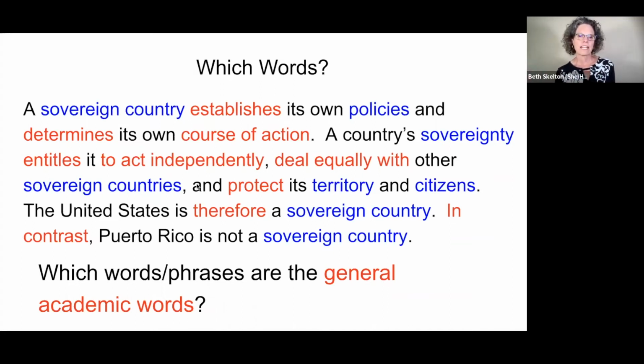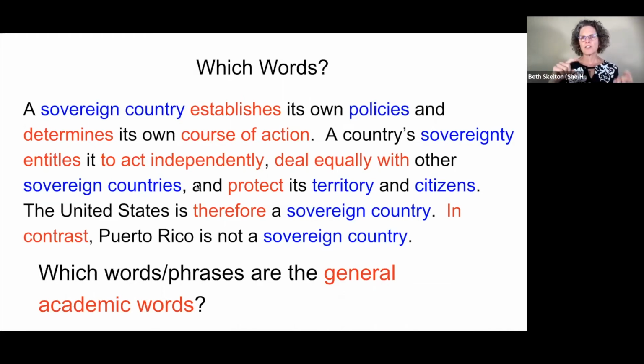Phrases like course of action or act independently or deal equally with. These are the general terms that our students are not understanding the text because of. I'd also like to caution phrases like deal equally with. They are taught as a phrase, not as separate individual words. They mean different things when they're separate, but deal equally with is a package. Course of action is a phrase. So you teach it as a phrase, not as separate words.